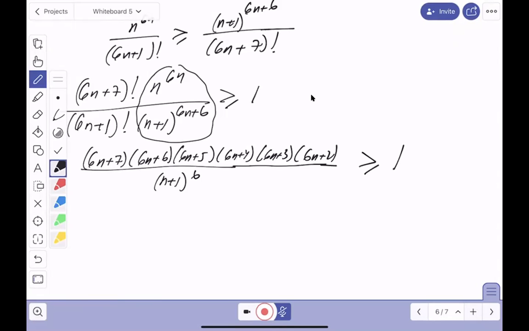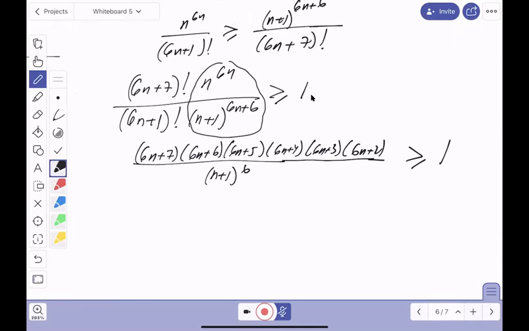And that better equal to 1. Let's take a look at if I did okay. And how many factors I got on top? I'll count them up for you. 1, 2, 3, 4, 5, 6. So I got to write this down now.